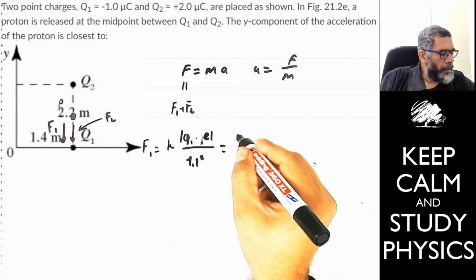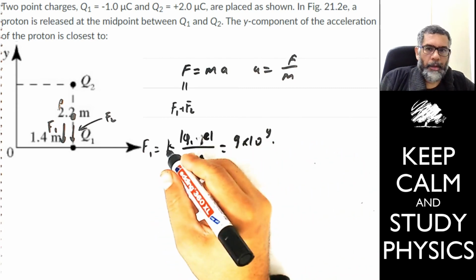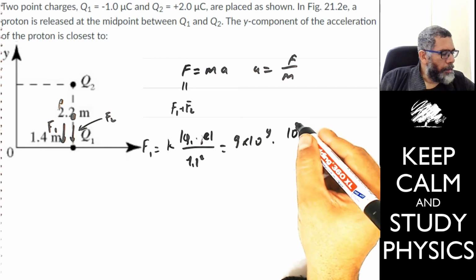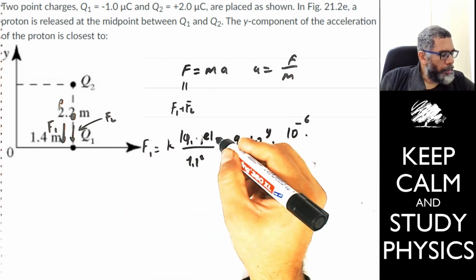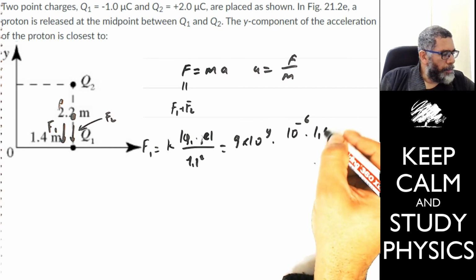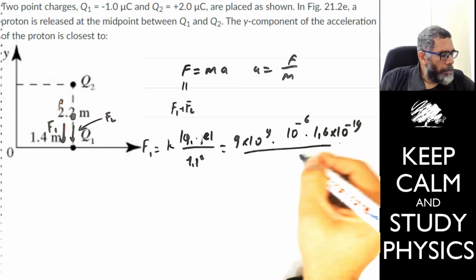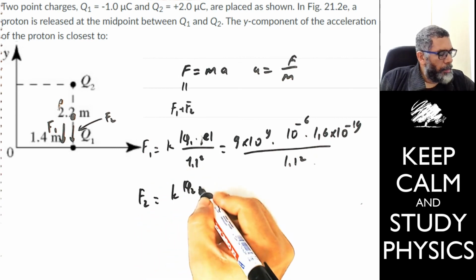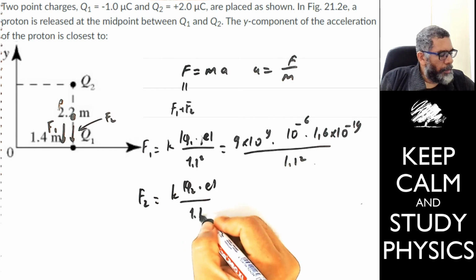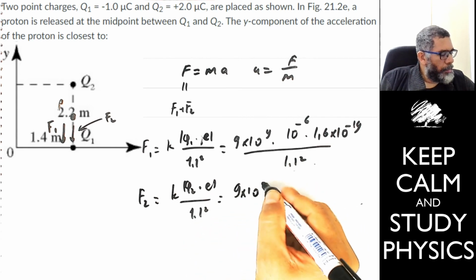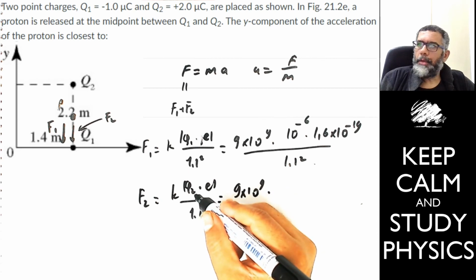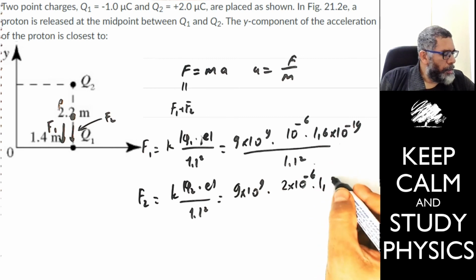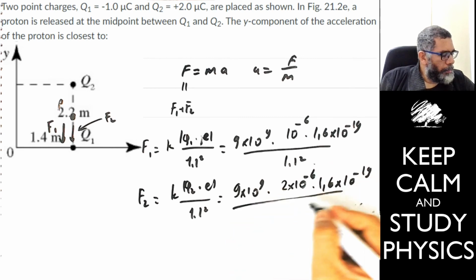So the force F1 is 9 times 10 to the 9, Q1 is 1 microcoulomb, absolute value. It means 10 to minus 6 multiplied by the proton charge, which is the electron charge, 1.6 times 10 to minus 19, divided by 1.1 squared. This is F1 magnitude. F2 is going to be K times Q2 multiplied by e again, over 1.1 squared. So 9 times 10 to the 9, but this time Q2 is 2 times 10 to minus 6 multiplied by proton charge 1.6 times 10 to minus 19 divided by 1.1 squared.